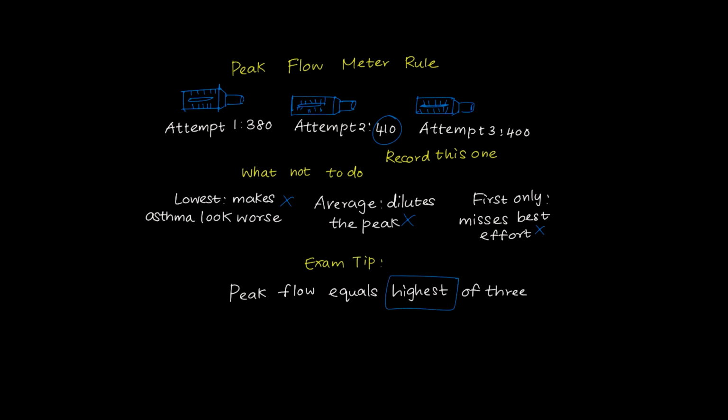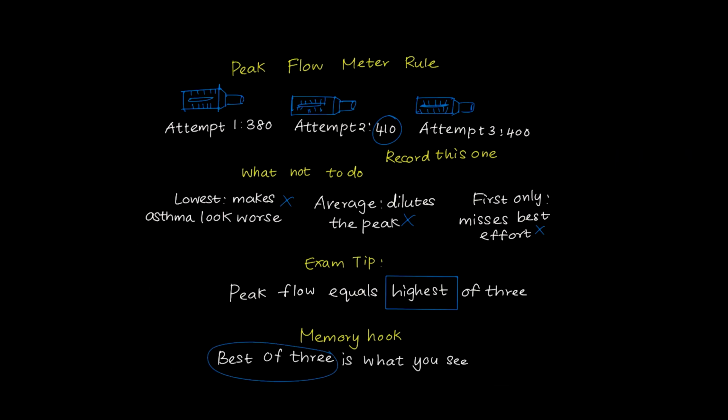Here's a big DTA exam tip for you. Peak flow equals highest of 3. Memory hook: best of 3 is what you see.